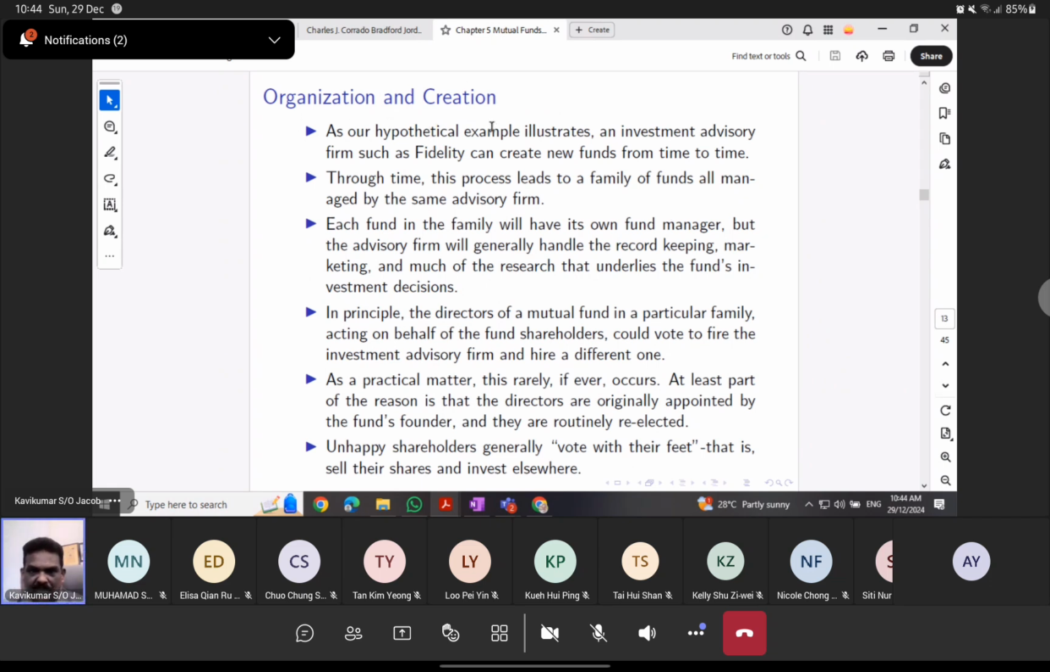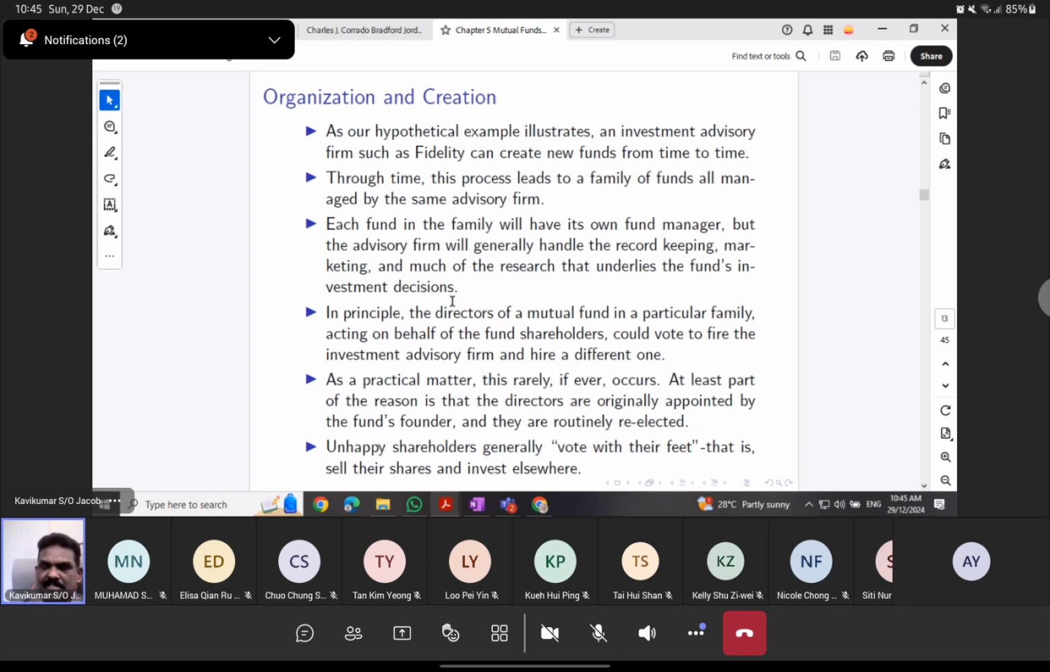So through our hypothetical example so far, an investment advisory firm such as Fidelity can create new funds from time to time. Through time, the process leads to a family of funds, all managed by the same advisory firm. Each fund in the family will have its own fund manager, but the advisory firm will generally handle the record keeping, marketing, and much of the research that underlies fund investment decisions. So Fidelity is a company, and they have many families of mutual funds.